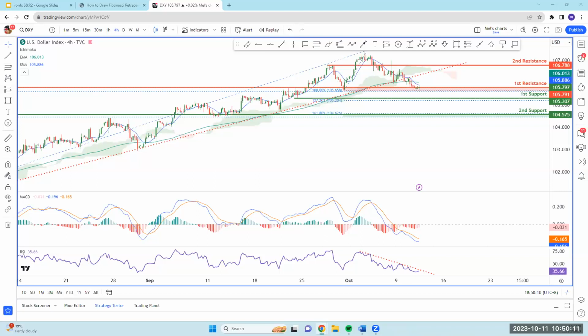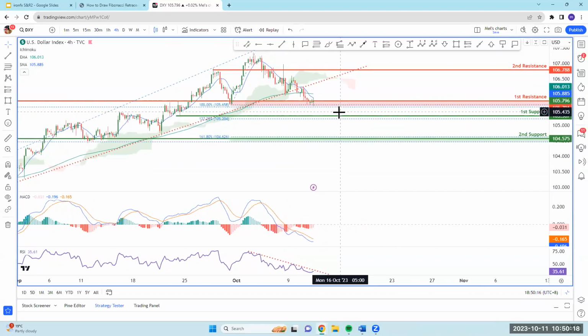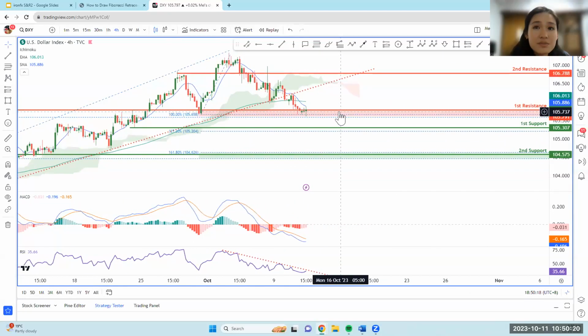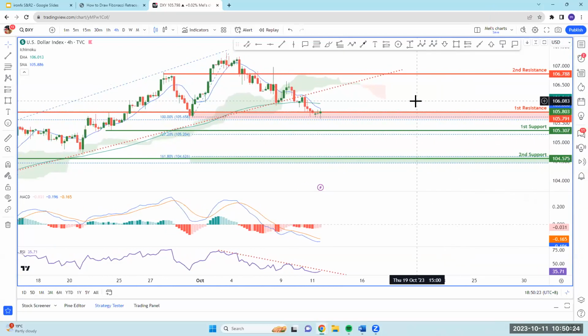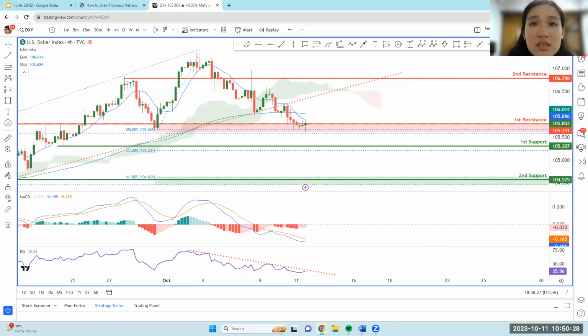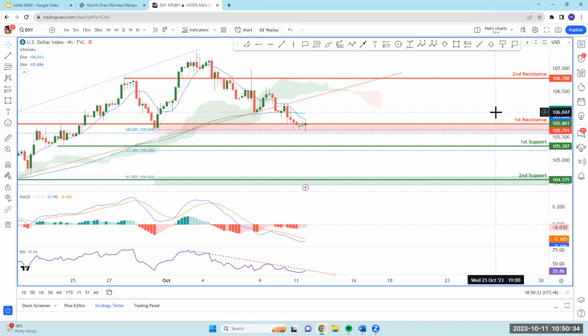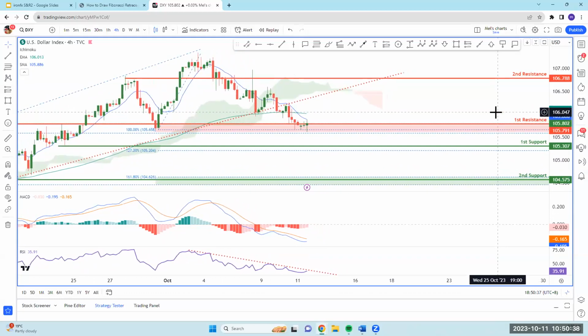The first resistance is a bit low, like the swing low. The swing low, first resistance, yeah. How did I come to that first resistance? Yes, on the swing low. I mean, resistance is supposed to be at the top, not the bottom.